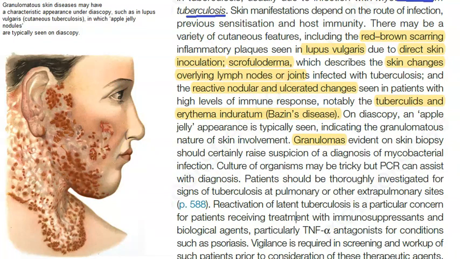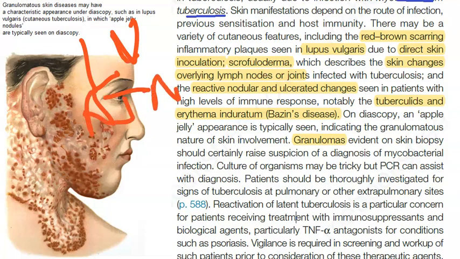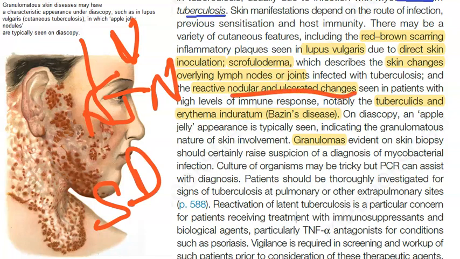So what terms will you keep writing in the exam? Lupus vulgaris, apple jelly nodules, Scrofuloderma. All these are the key words that you are writing in the exam, right? And then you can see nodular ulcerated changes. People who have a very high immune response will have nodular and ulcerated changes. Notably, the tuberculids and erythema induratum, Bazin's disease. So in these people who have a high immune response, you will see nodular and ulcerated changes.